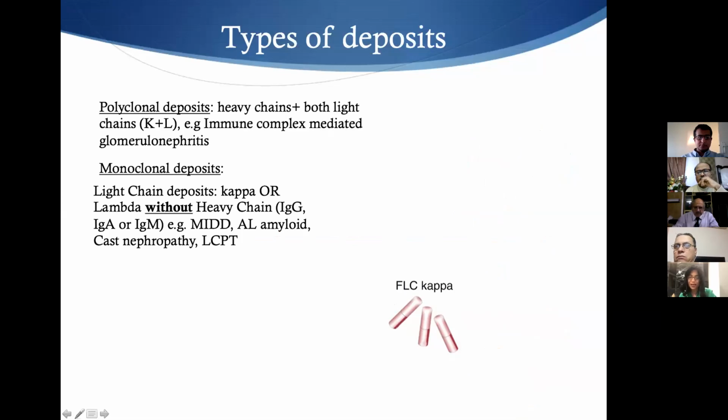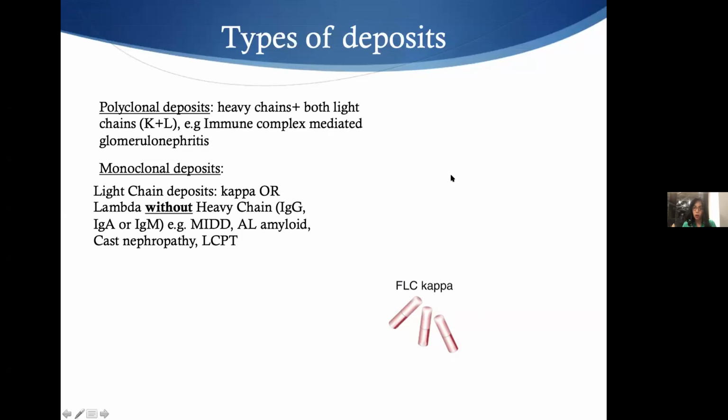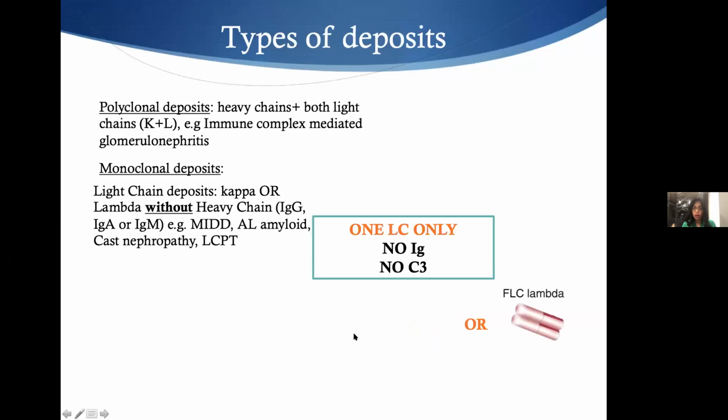We have so many types of monoclonal deposits. The first one are light chain deposits. That means we have only a light chain without heavy chain, so without IgG or IgA or IgM. This light chain could be kappa or lambda. So what we detect is only the light chain. No immunoglobulin, no heavy chain, and no C3. So we call this light chain deposits.